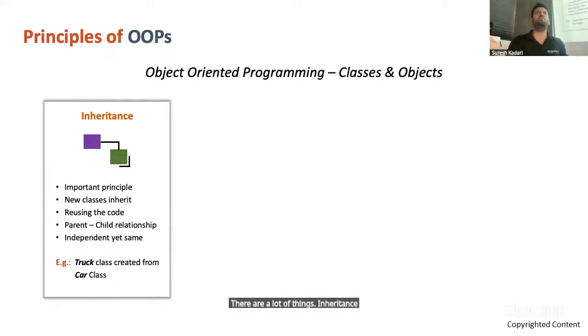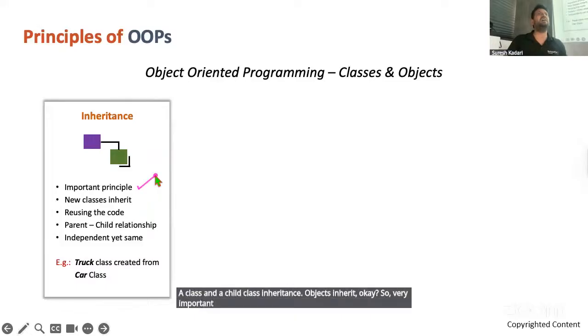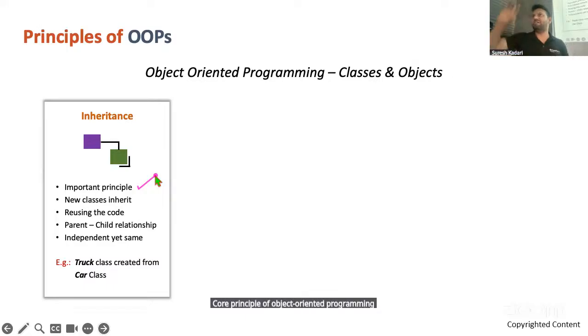Inheritance, we talked about the property of inheritance. That means a class and a child class. Objects inherit. Very important principle. This is the core principle of object-oriented programming. That means once I create a class, everything will be inherited. That's why when I'm executing my code, suppose I changed my class.